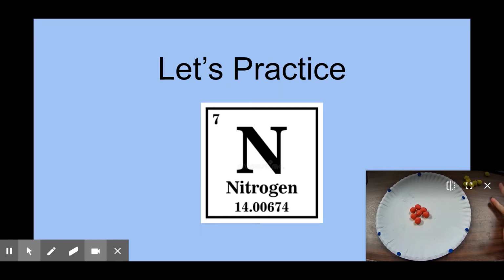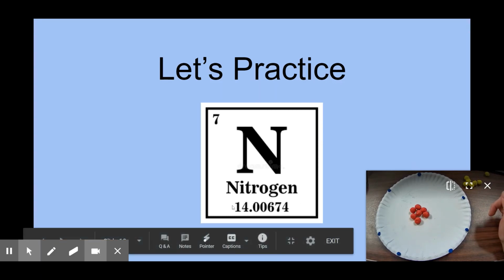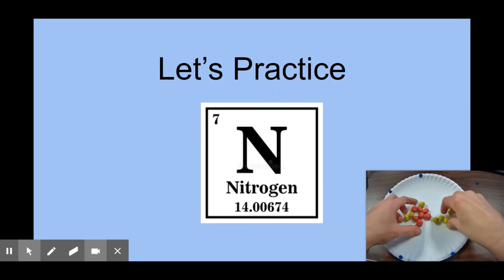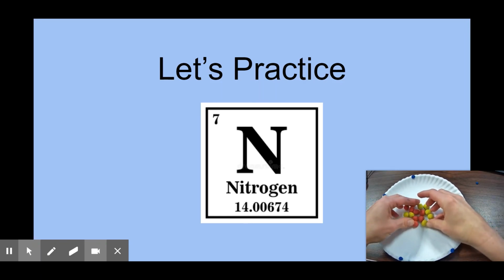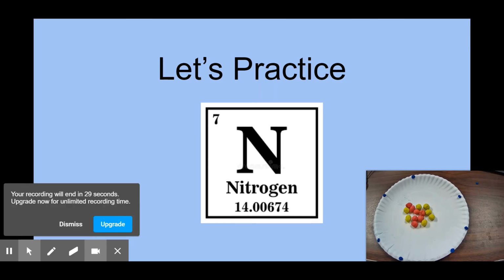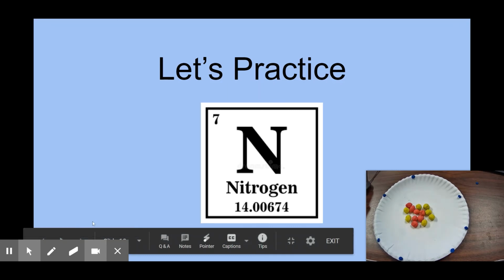What is the mass of my atom right now? 7. What is the mass supposed to be? Round this number, it's supposed to be 14. How do I get to 14? I add in 7 neutrons. Now, a lot of times at this point, kids think, oh, well, the number's always the same. For carbon, it was 6, 6, 6. And for nitrogen, it was 7 of each particle. Watch out, though. That is not always the case.